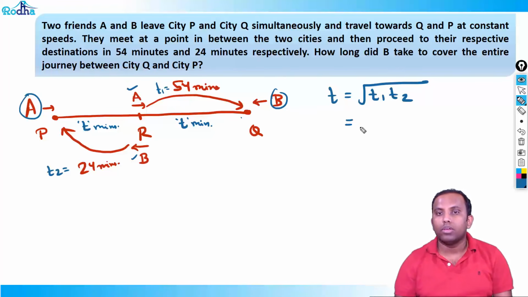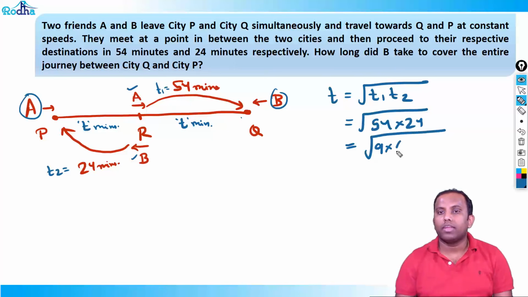That is root 54 into 24. So you can calculate here. This is root of 9 into 6, you can say it is 4 into 6. This is 6 into 6. So this is 36. So T is equal to 36 minutes, right?